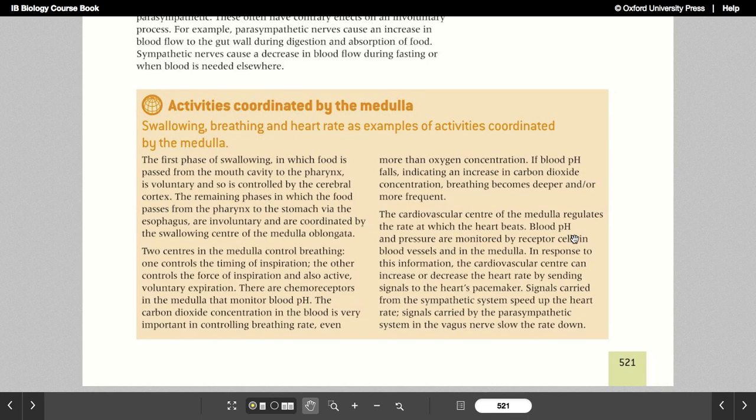And then, if you guys recall, you've also got the SA node, which sends a signal to the AV node, which sends a signal down the bundle of His, which sends a signal to the two sides of the heart for the Purkinje fibers. That's also going to be controlled by the medulla.